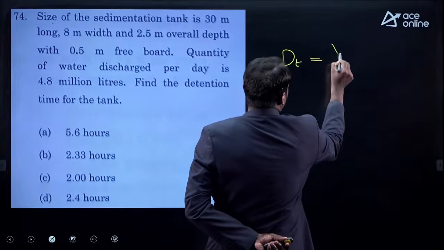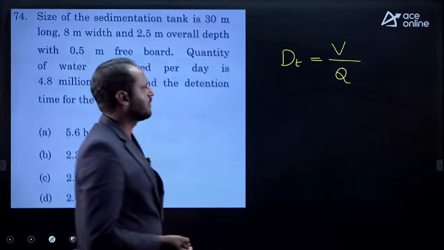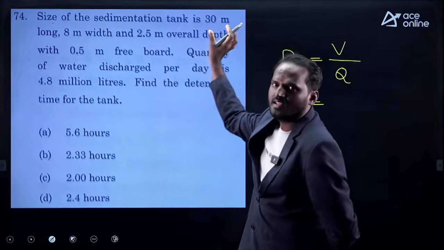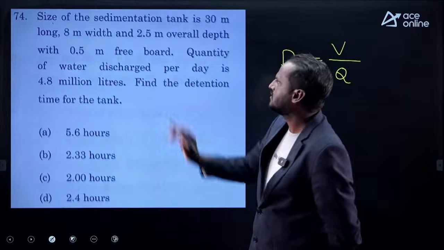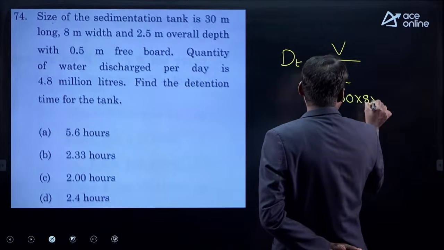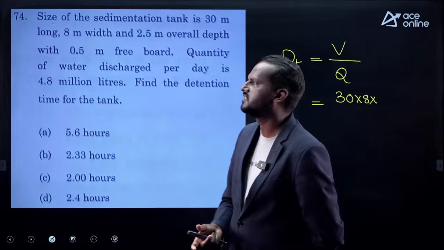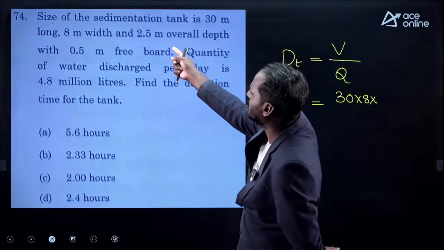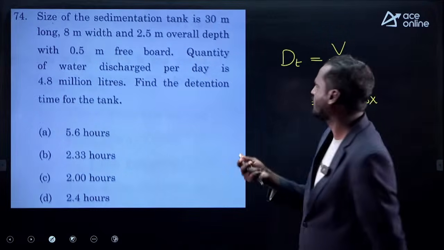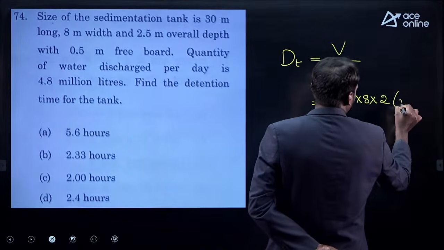Detention time is volume of the tank divided by discharge, right. This will give you detention time. What is the volume? Here we must be very careful with the volume of the tank. Here the plan area is long 30 meter and width is what? 8 meter. 30 meter into 8 meter into overall depth is not your volume of the tank, volume of water you need to consider. Out of 2.5 meter depth, 0.5 meter is a freeboard, you need to deduct 0.5 from the overall depth, which will give you 2 meter liquid depth. This will become volume in meter cube, right?